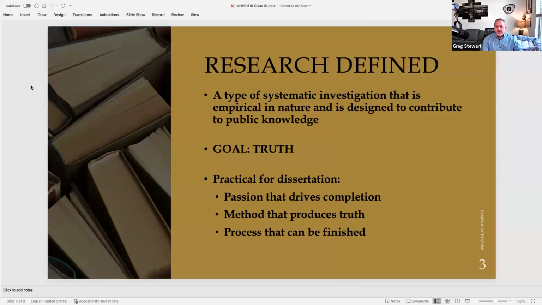Or, obviously in our field anyway, but there are other fields, to understand that field better. It's a type of investigation: empirical, observable, scientific in nature, to contribute to public knowledge. The goal is truth. Now, to contribute to public knowledge, somebody raise your hand. What are some components of your dissertation that must be true in order for it to actually advance public knowledge?